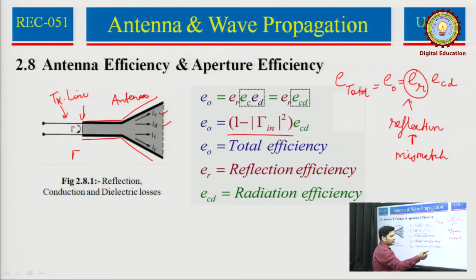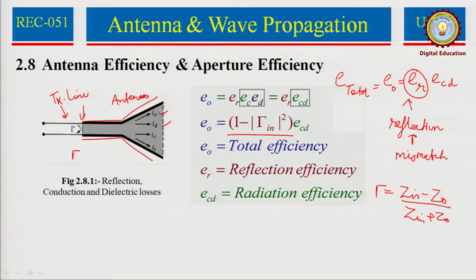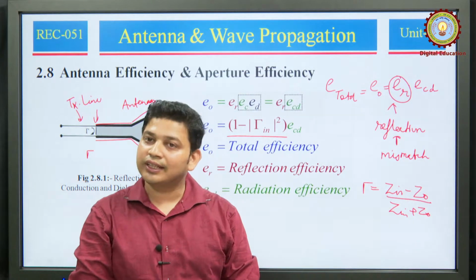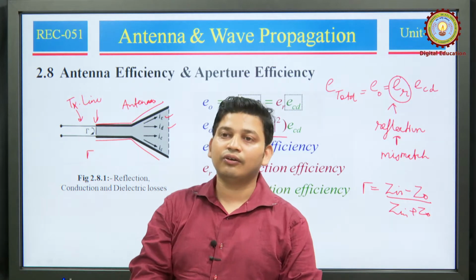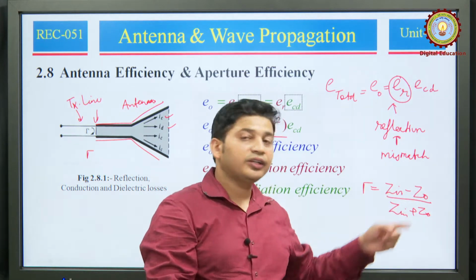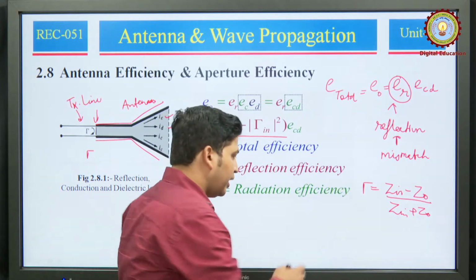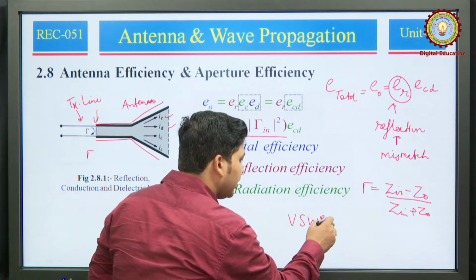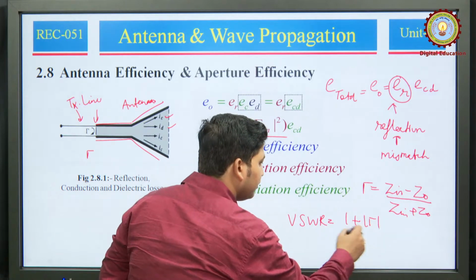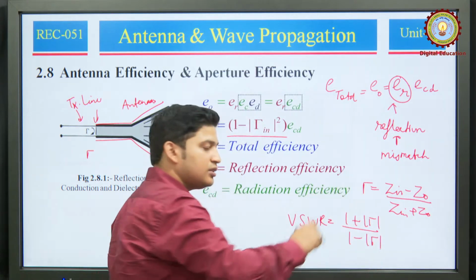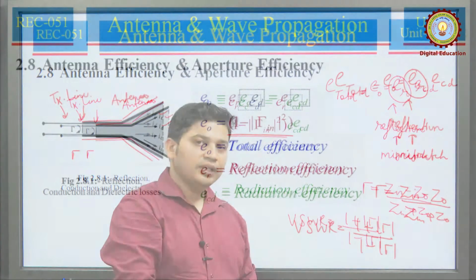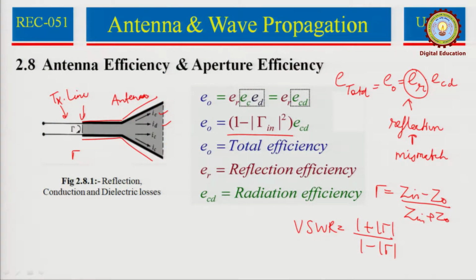Reflection coefficient, remember, gamma is Z input minus Z naught upon Z input plus Z naught. Z input is the input impedance, and Z naught is the characteristic impedance of that conduction wire. This way we can define the reflection coefficient, and the voltage standing wave ratio becomes 1 plus gamma upon 1 minus gamma. This is the basic formulation and representation of the reflection coefficient and the voltage standing wave ratio.